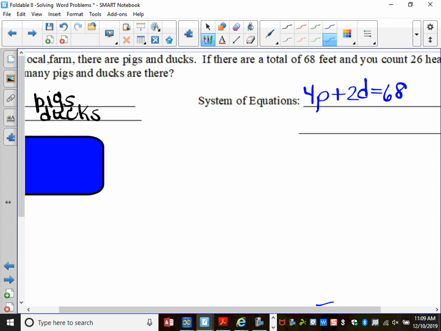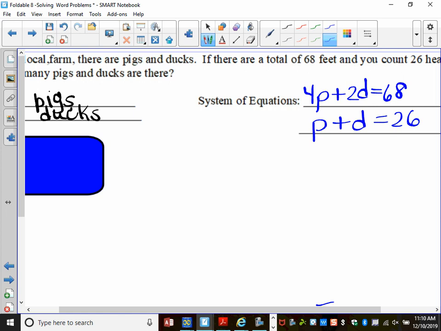Okay, now obviously, the two animals that we're talking about are pigs and ducks, and animals don't have two heads, so we can just keep going and say, okay, the pigs plus the ducks have a total of 26 altogether. So a total of 26 animals, and the two animals we're talking about are pigs and ducks. Okay. Now we need to go ahead and solve this.